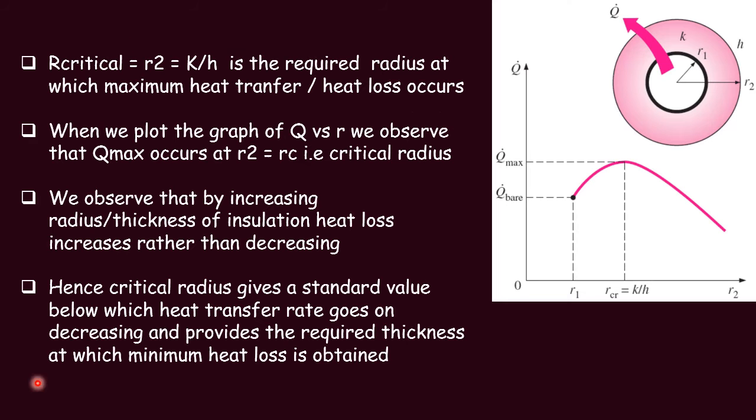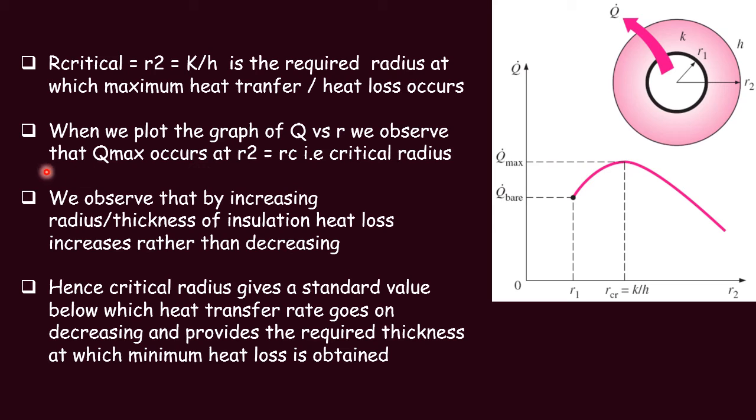And finally, r critical is nothing but r2, that is k by h, which is the required radius at which maximum heat transfer or heat loss occurs. So when we plot the graph of Q versus R, Qmax occurs at the critical radius, and that is according to the definition of critical radius.